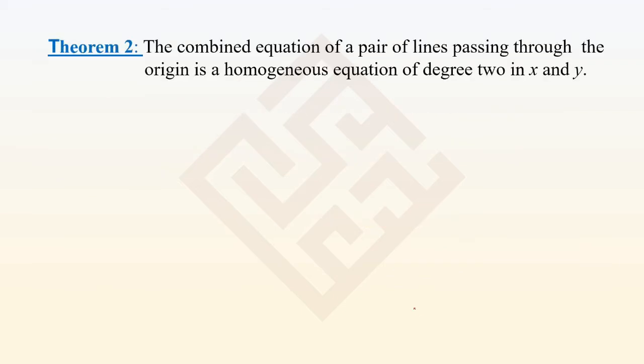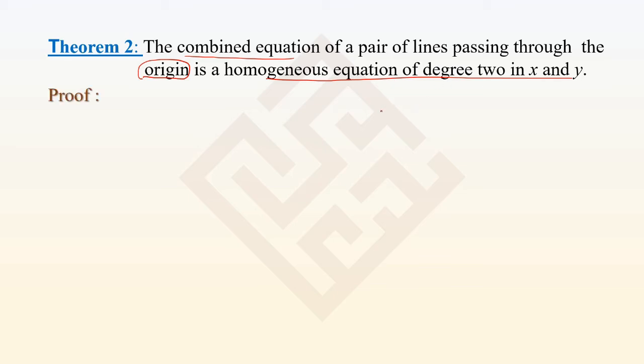So let us see. Theorem number 2: the combined equation of a pair of lines passing through the origin is a homogeneous equation of degree 2 in x and y. Now what is very important for this theorem? The theorem is the combined equation of a pair of lines. The most important thing is the lines are passing through the origin. So if they are passing through the origin, then it is a homogeneous equation of degree 2 in x and y. So let's see how we are going to prove this.